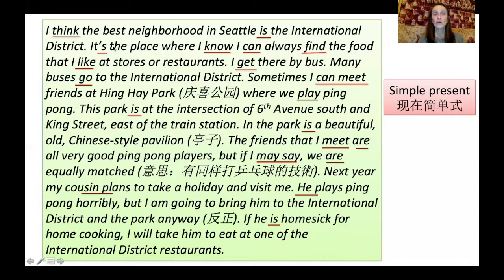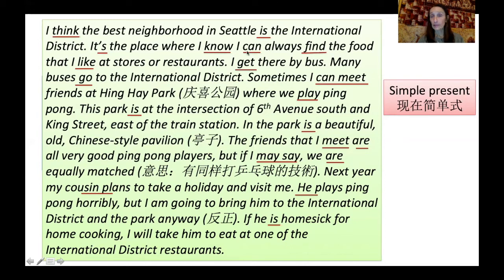Here's a contraction. That's when two words are put together, made shorter. But right here, if we took the contraction, if we broke it up, it would be it is instead of it's. It is. So that's why I have it underlined here. Know is present tense. Past tense is knew.